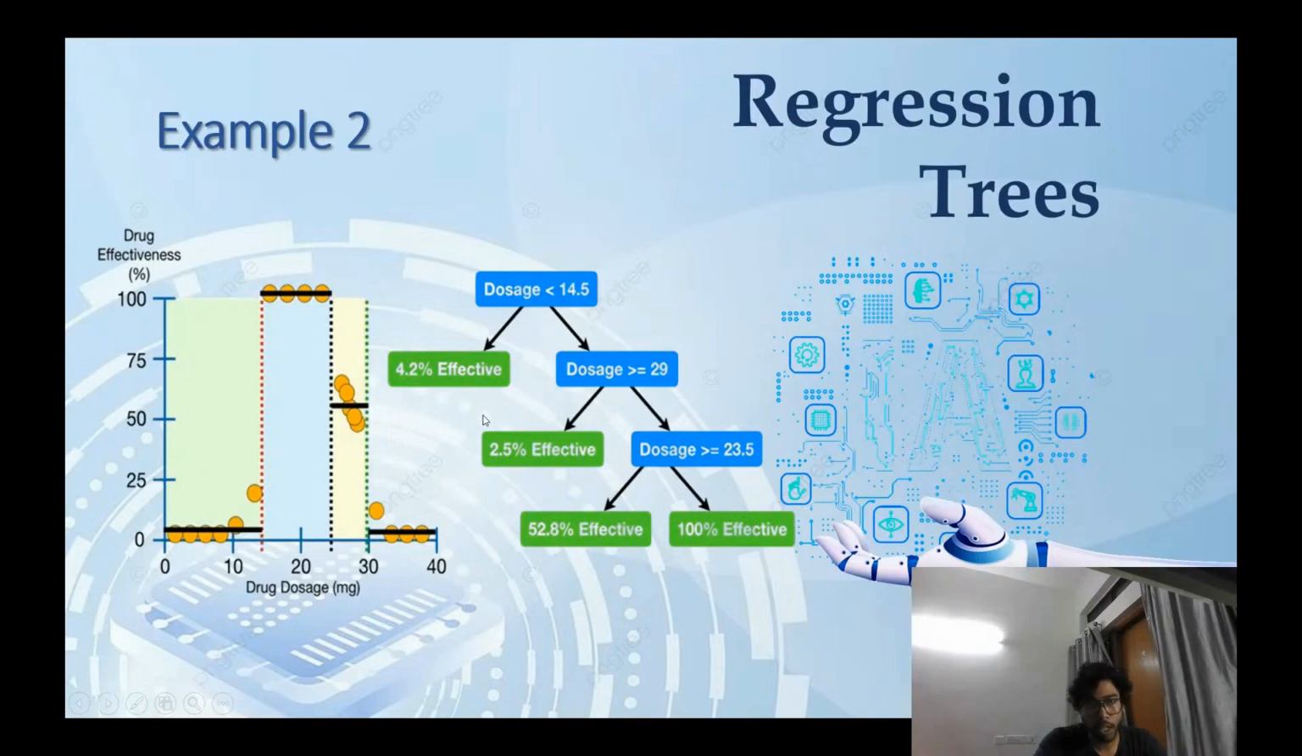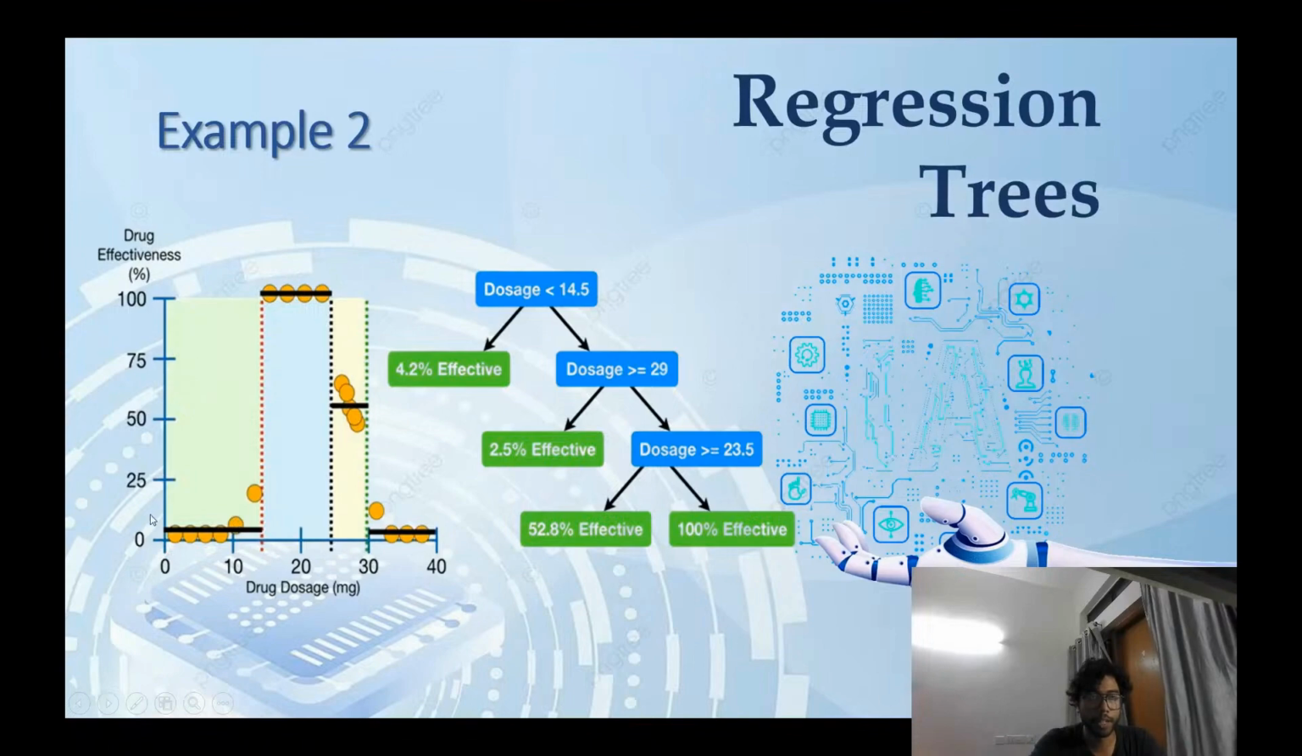So for example, I'll give this example and tell you how to solve it. Basically, it is similar to classification trees, just with some different parameters and so on. Here is an example of drug dosage. On the x-axis, you see the drug dosage in milligrams, let's say. If you give a 10 milligram dosage to a person, the drug is this much effective.